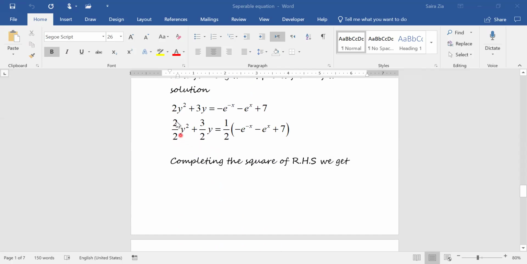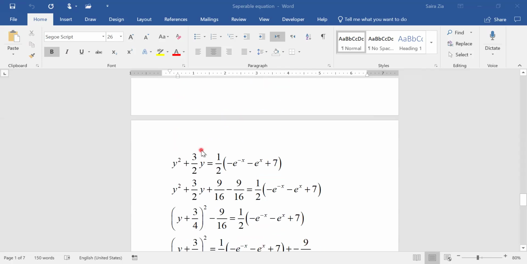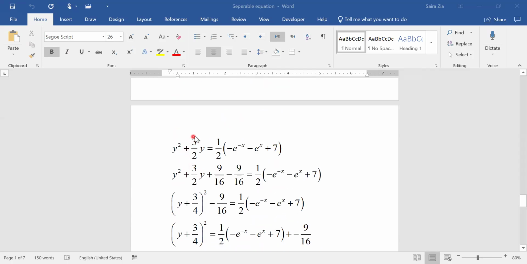First we will remove this 2, so we divide every term by 2 so that we get just y square. Now this is the coefficient of y, we will divide it by 2, so it becomes 3 over 4, and then take the square of that 3 over 4. 3 over 4 squared is 9 over 16, so one time we are going to add and one time we are going to subtract that term.